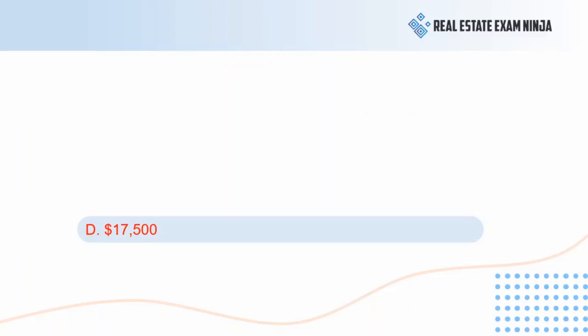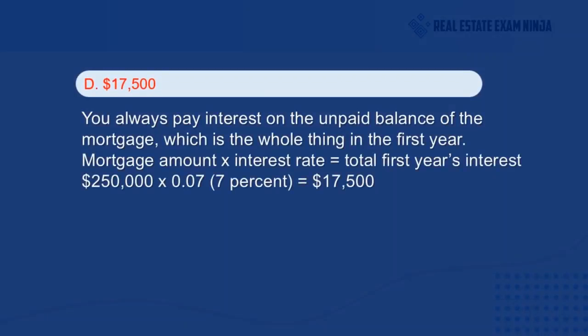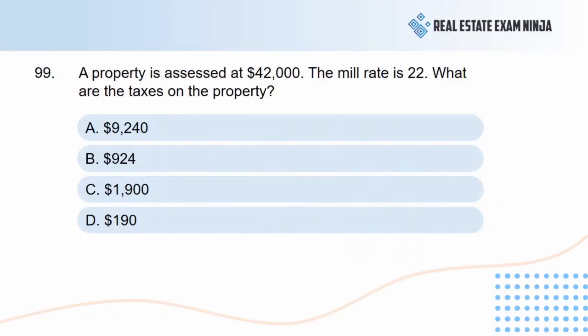The correct answer is D. You always pay interest on the unpaid balance of the mortgage, which is the whole thing in the first year. Mortgage amount x interest rate equals total first year's interest. $250,000 multiplied by 0.07, 7%, equals $17,500.